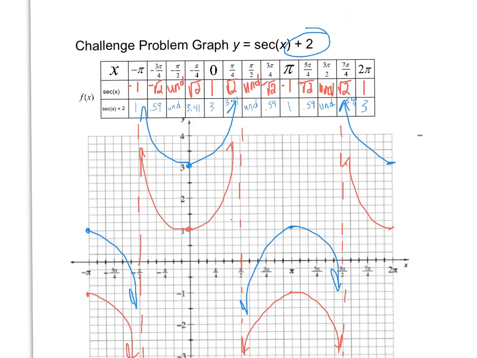Okay, welcome back. I built the table for the secant. I'm just using the table from the previous slide. And then I added 2 to each one. So remember, the square root of 2 is the same as 1.41. So this was a negative 1.41, and then I added 2 to it, and I got 0.59. 1.41 plus 2 is 3.41. Then you can plot those points.